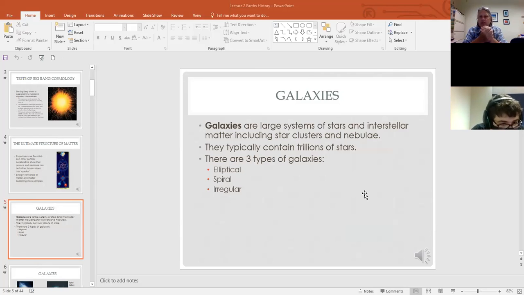Galaxies have trillions of stars in them. Our galaxy has trillions of stars in it. Again, most of space is empty. These stars all could be potential solar systems, but still the universe is mostly empty space. There are three types of galaxies: the elliptical, the spiral, and the irregular.